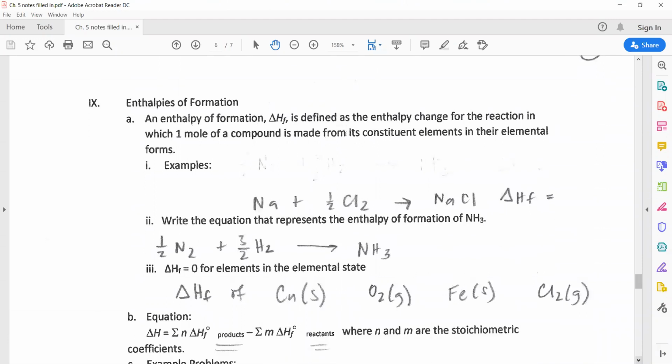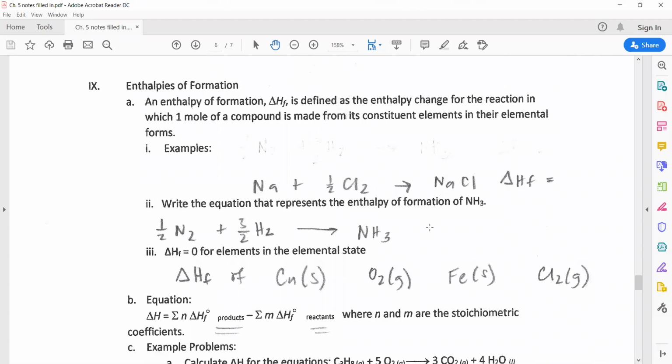Another third type of problem we can run into, so we've talked calorimetry, we've talked Hess's law, and now we're talking enthalpies of formation. An enthalpy of formation is how much energy is required to produce or make 1 mole of a compound from its constituent elements in their elemental form. So for example, if we're trying to make sodium chloride, 1 mole, you would take 1 sodium, and so sodium comes by itself. Chlorine is a diatomic gas, so it has to come as Cl2, and you're making NaCl. You're only making 1 mole, so then you have to balance it accordingly.